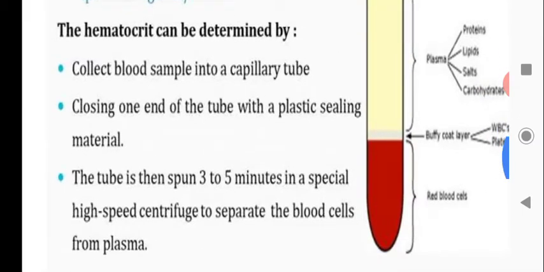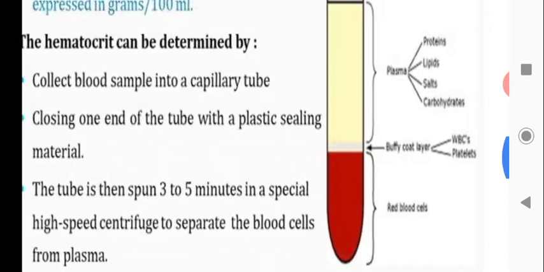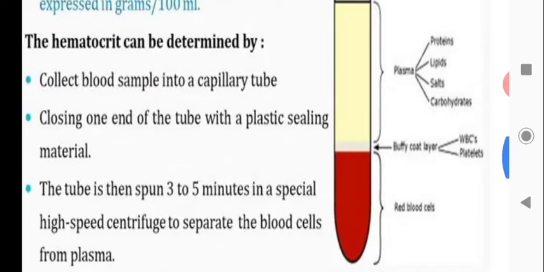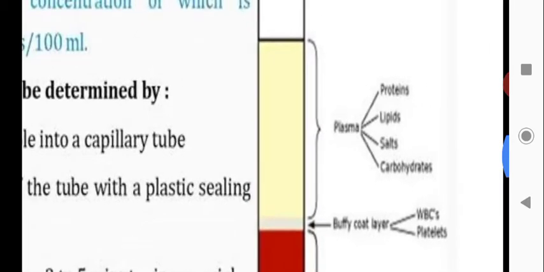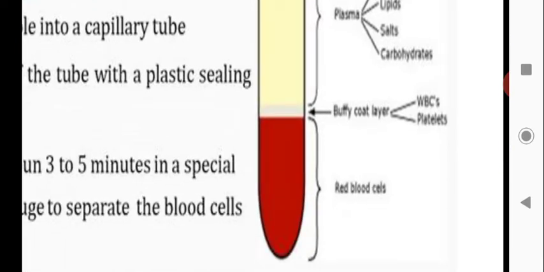The tube is spun for 3 to 5 minutes in a special high speed centrifuge to separate the blood cells from the plasma. Spun means it is being rotated, so that you can see the plasma is separated. Plasma is there, WBC and platelets are there, and red blood cells are there. So they separate the red blood cells, white blood cells, and plasma.